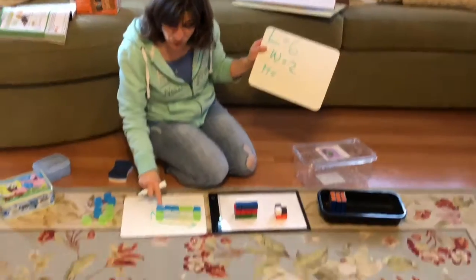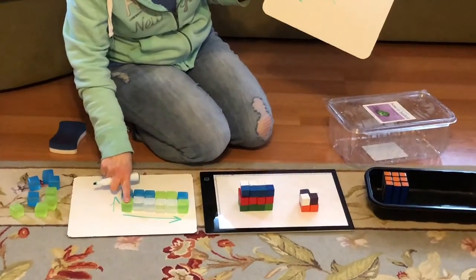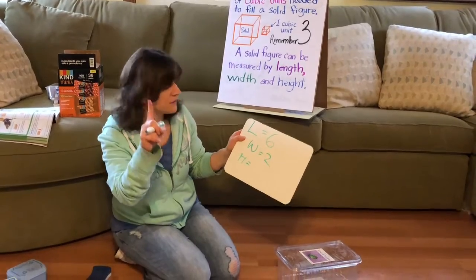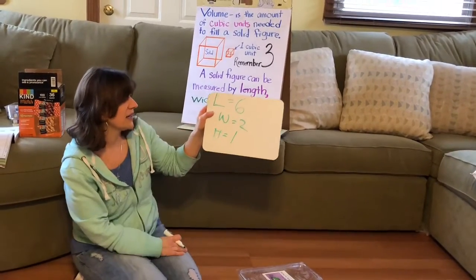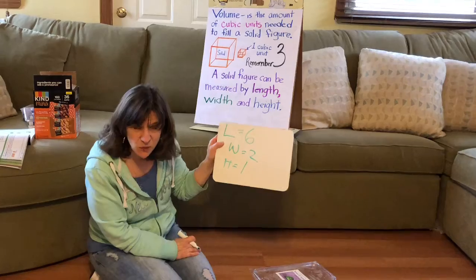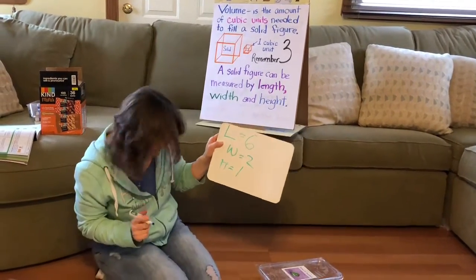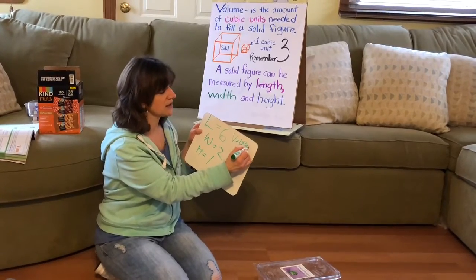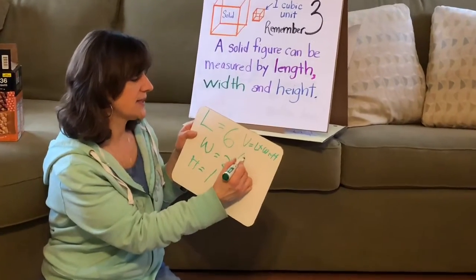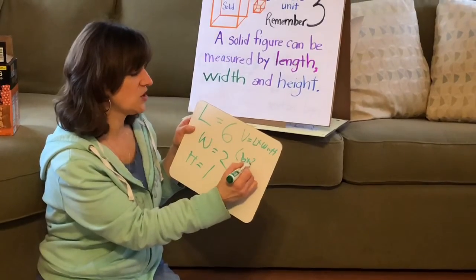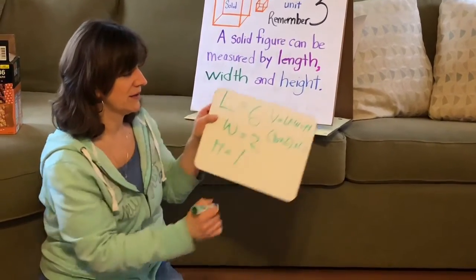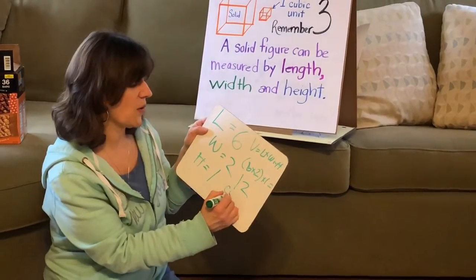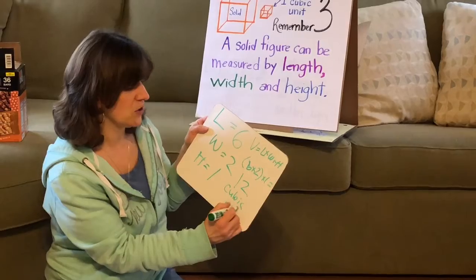Well, there is 1 cubic unit as the height, so believe it or not, think of it in terms of a building, it only has 1 floor. So we would say that the height is 1. Do we still use the formula? Yes. The formula is volume equals length times width times height. So 6 times 2 times 1 is 12. But it's not just 12, it's 12 cubic units.